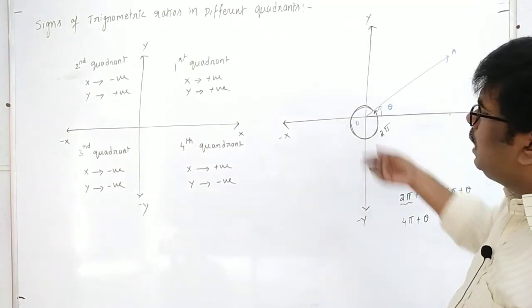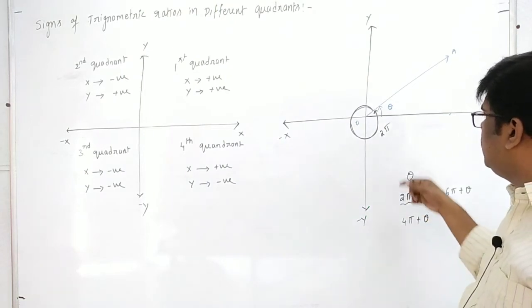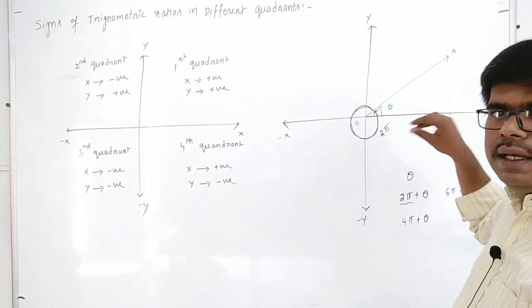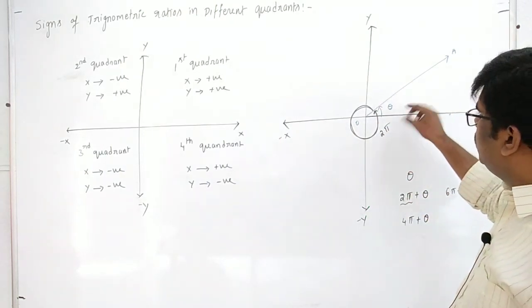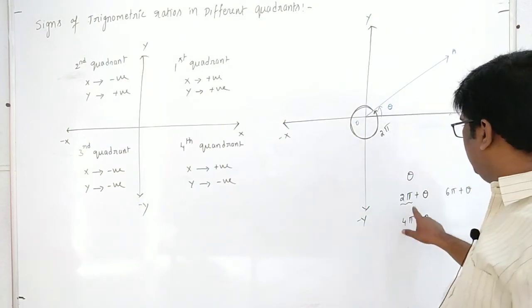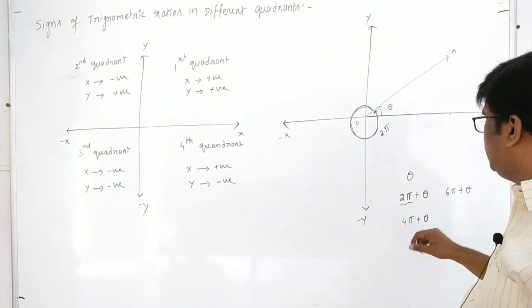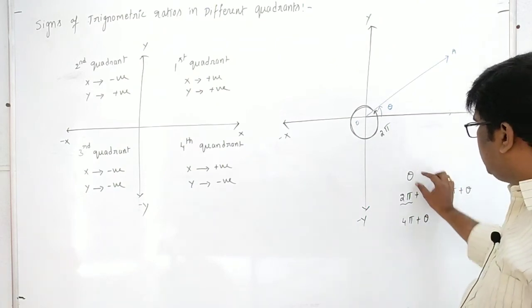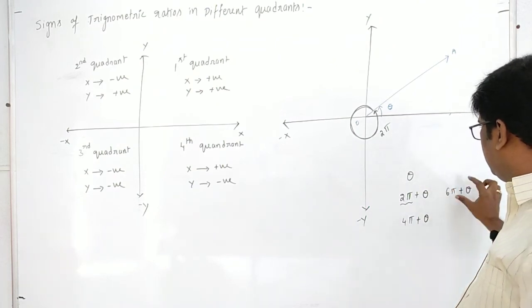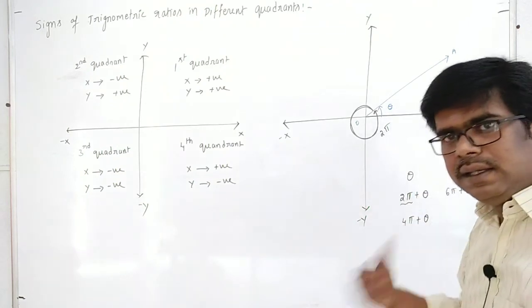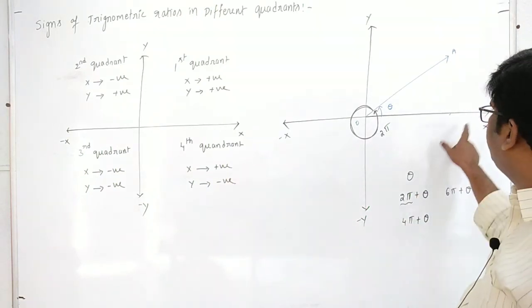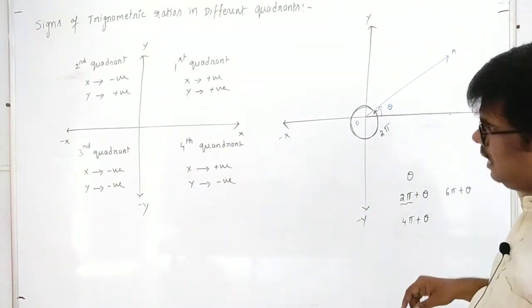Because one complete rotation is over, it is coming back to the same position. So there is no difference between theta and 2 pi plus theta. That's why we can say theta, 2 pi plus theta, 4 pi plus theta and 6 pi plus theta all have the same angle with respect to the positive x-axis.